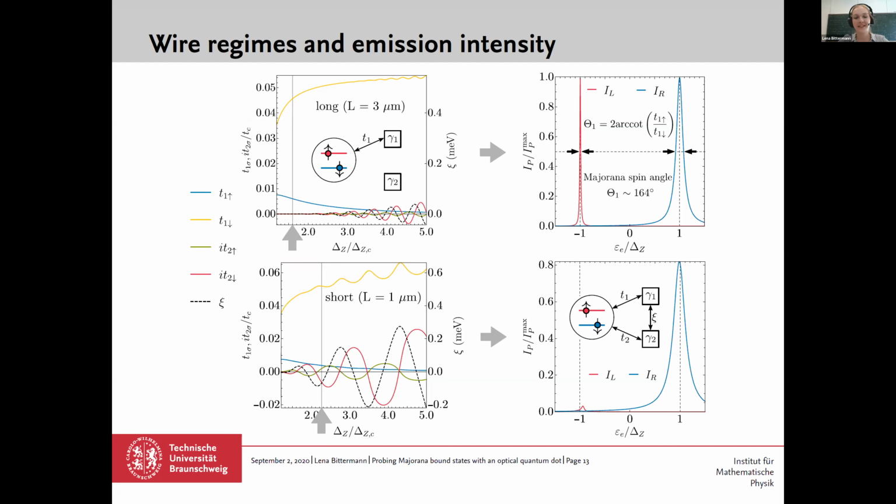So, okay, thanks. Thank you very much. And we go to the next speaker, who is Ruben Seoane Souto at Lund University in Sweden. And he will be talking about revealing non-abelian statistics of Majorana bound states using charge transfer-based operations. So please, Ruben.